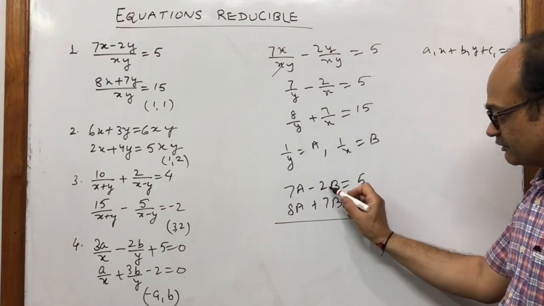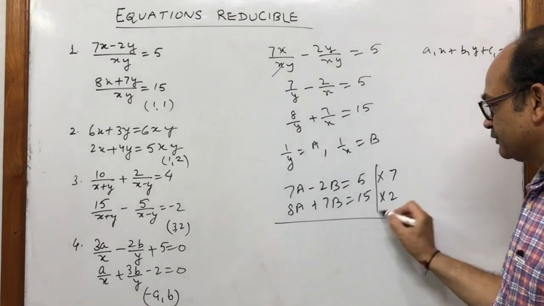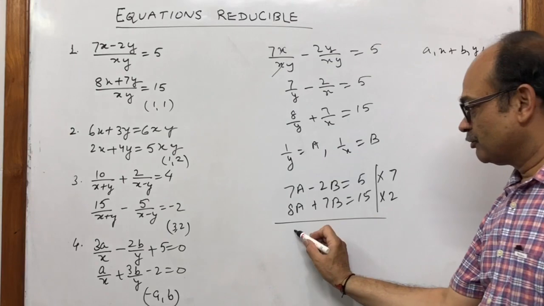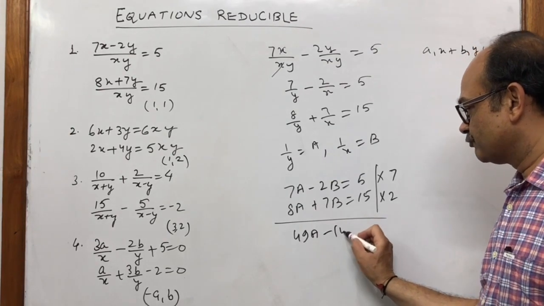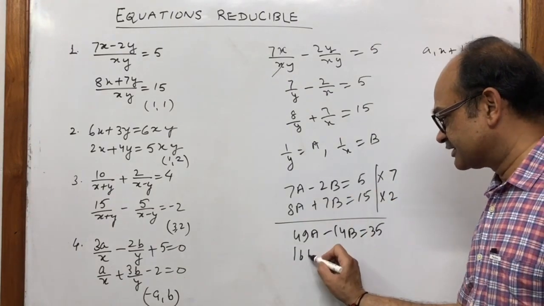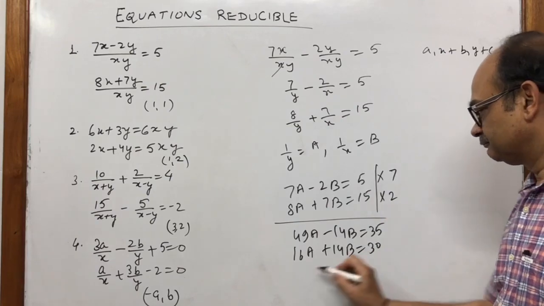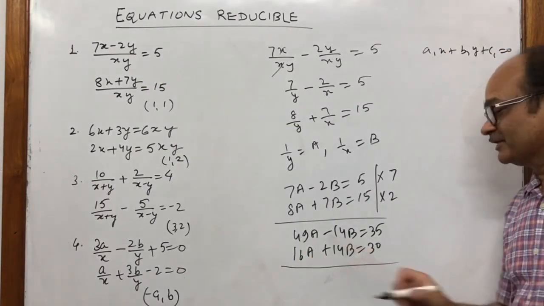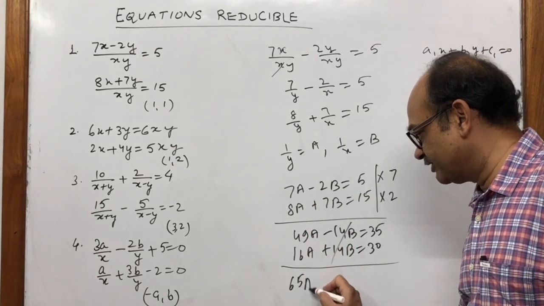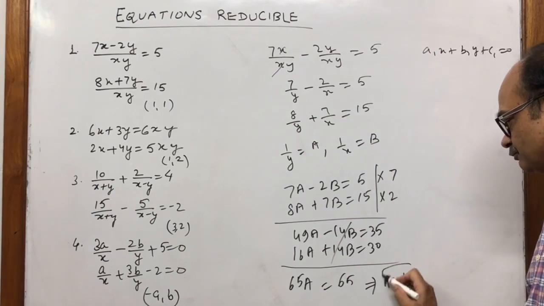So how do we solve? By elimination method first. Multiplying by 7, multiplying by 2, to make these two 14 and 14. So this equation is now 49a minus 14b equals 35, and multiplying by 2, 16a plus 14b equals 30. Now tell me, when you add these two, 65a equals 65, that means a equals 1.